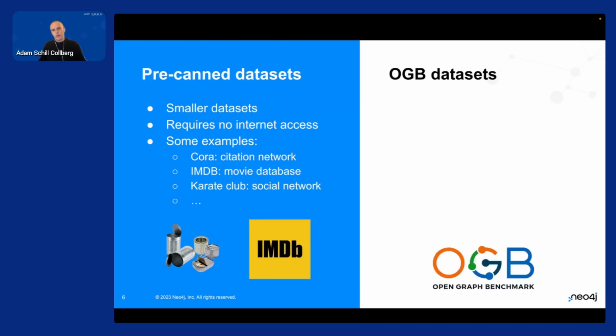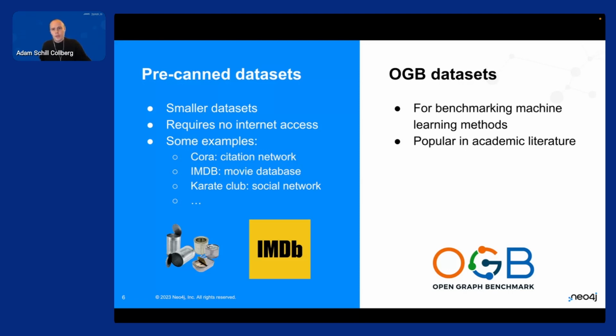The other category of data sets that the library comes shipped with is the OGB data sets. These are hosted by the Open Graph Benchmark, not by us. They are data sets that you would use to benchmark machine learning methods, machine learning algorithms for the most part, like link property prediction, node property prediction, things like this. They are very popular in the literature, so a lot of papers these days use these data sets in order to get to the leaderboard of these data sets and their accompanying tasks.